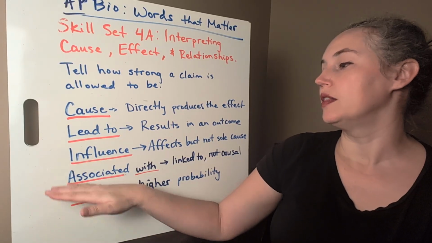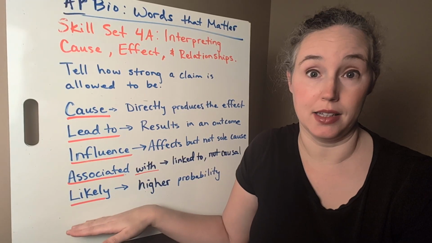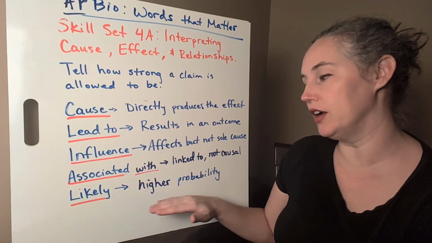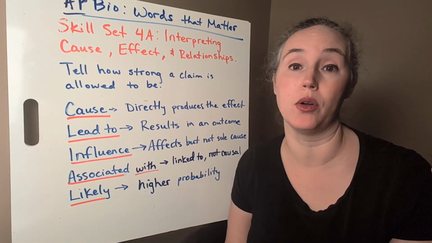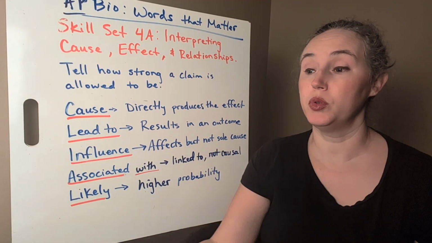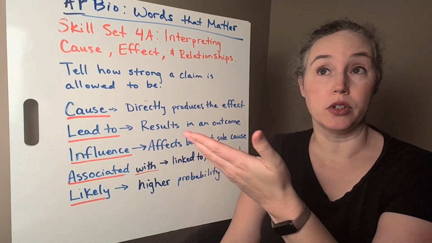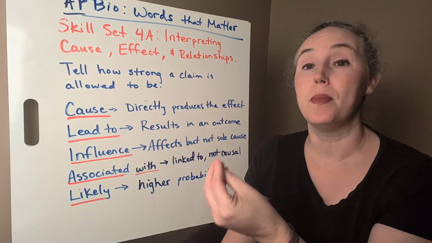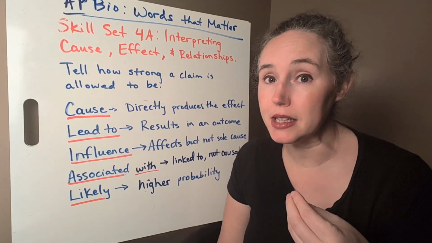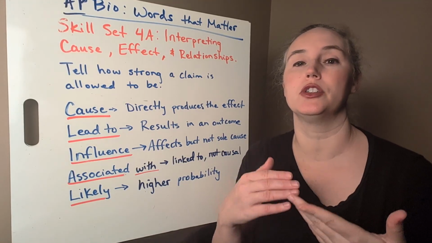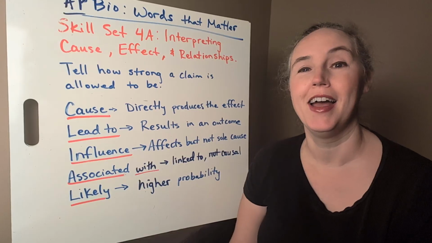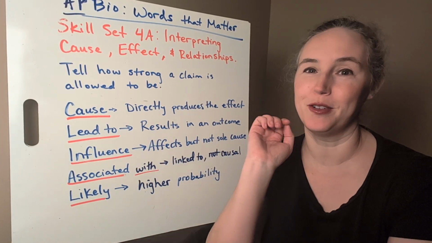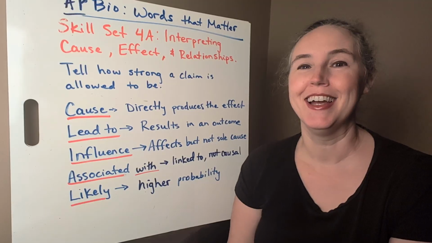And then the idea of likely or likelihood. Likely means there's a higher probability that that thing will happen. So an example would be like in evolution, natural selection, organisms with beneficial traits are more likely to survive and pass their genes on to their offspring. So those are the first 5 words. Next week, I'll bring you 5 more in this skill set.